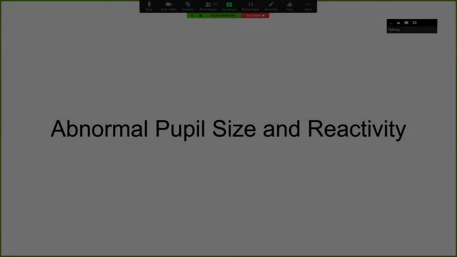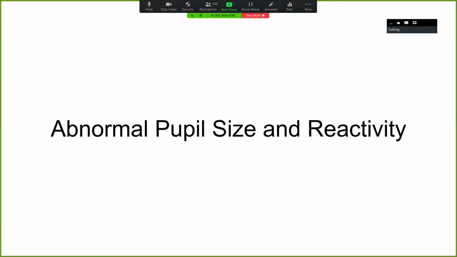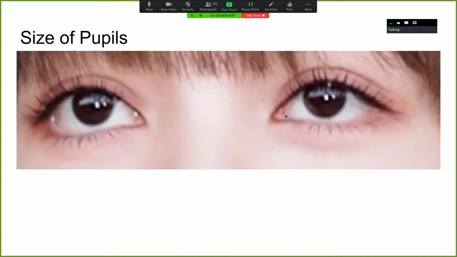What about abnormalities in the size of the pupils and how briskly they react? Okay, so how do you check for the size of the pupils? You need to illuminate those pupils with a light source, a bright light source. Hence the need for a pen light or a cell phone if that is what is available to you.